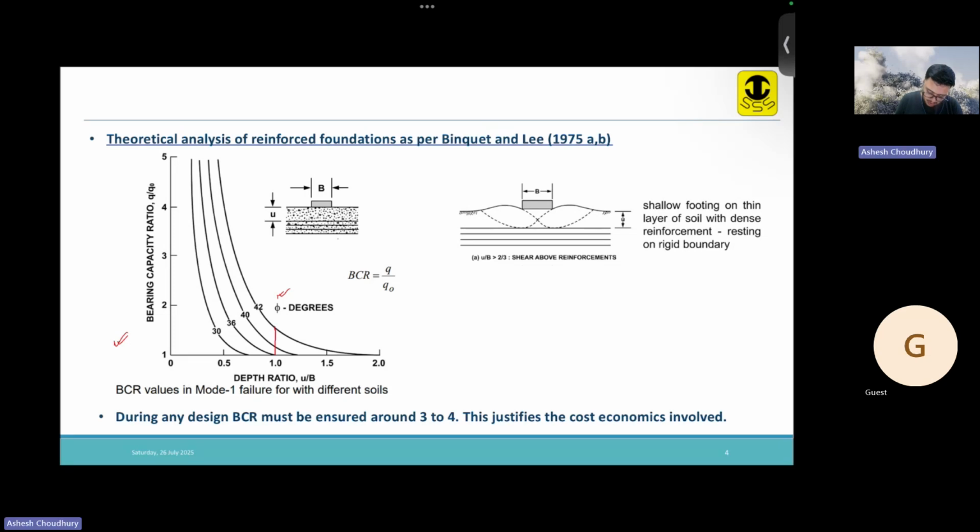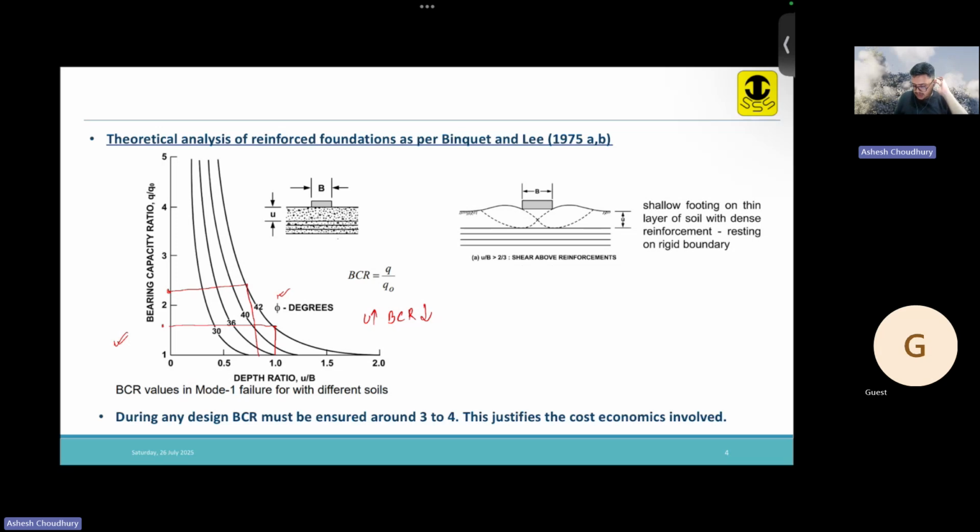So for depth ratio 1, you are seeing that for 42° phi, we are getting a bearing capacity ratio somewhere here. Now if you reduce the depth ratio, let us go to the lower depth ratio here. Then you will see that for the same 42° curve, we are getting a higher bearing capacity ratio. So this means that if U is higher, then the bearing capacity ratio reduces, right?